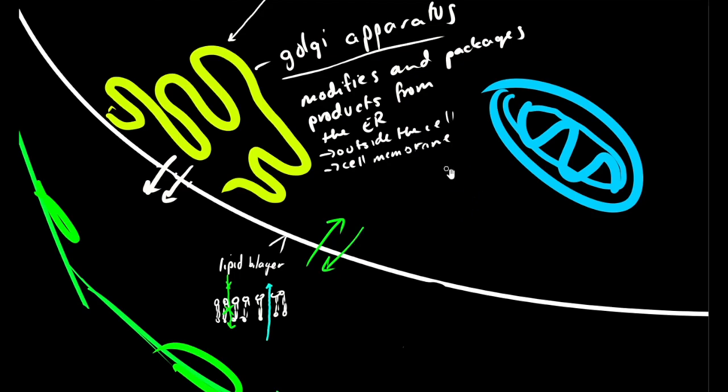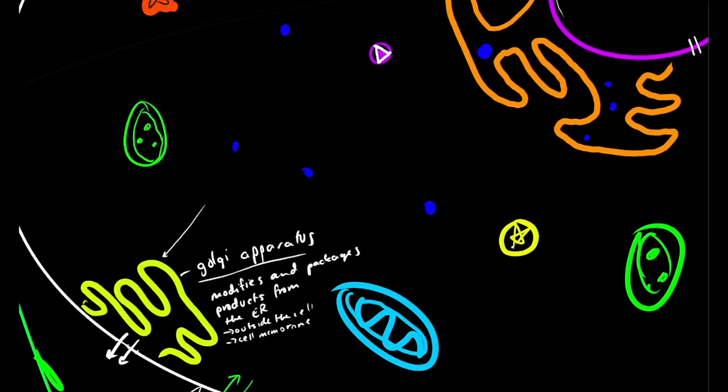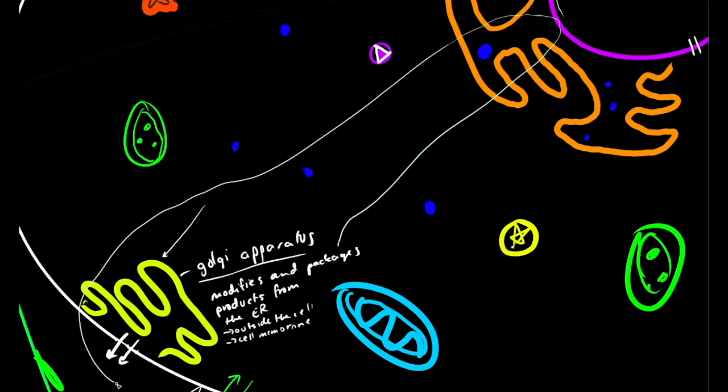What's important to note is that out of these multitudes of organelles, this section right here, from ribosome to endoplasmic reticulum, nucleus, and to the Golgi apparatus, is actually known as an endomembrane system.